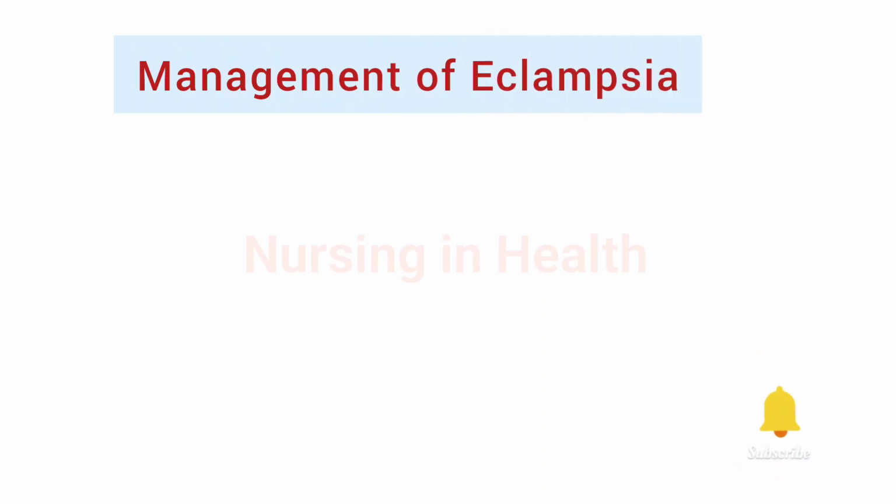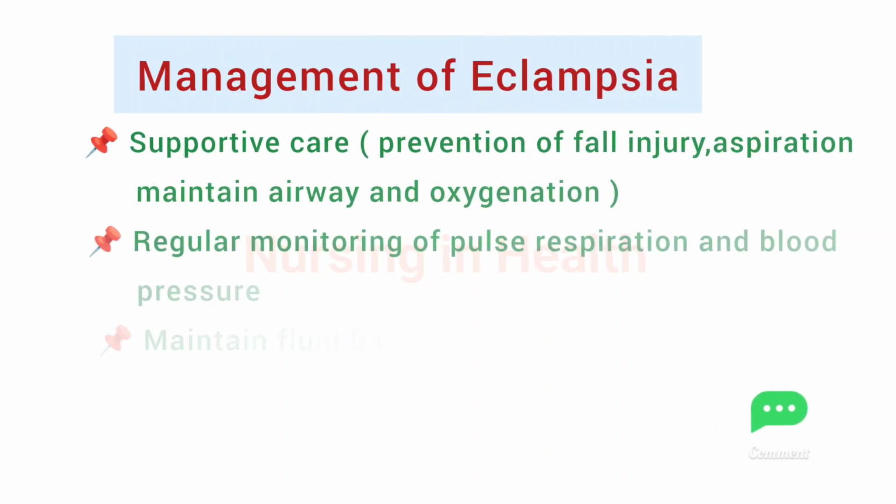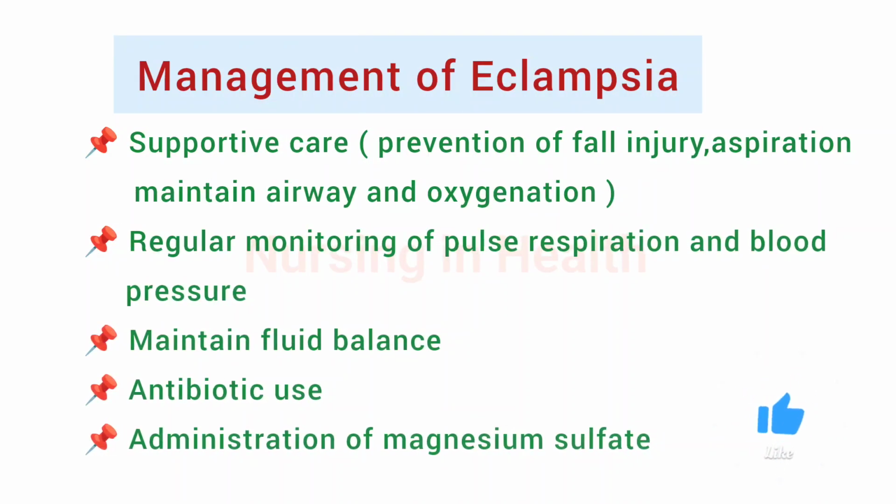Next, management of eclampsia. Supportive care for prevention of fall injury, aspiration, maintain airway and oxygenation. For supportive care, the patient should be kept in a rail cot. Use a tongue blade inserted between the teeth when convulsion occurs. Provide lateral decubitus position to avoid aspiration. For monitoring oxygen saturation, use a pulse oximeter.